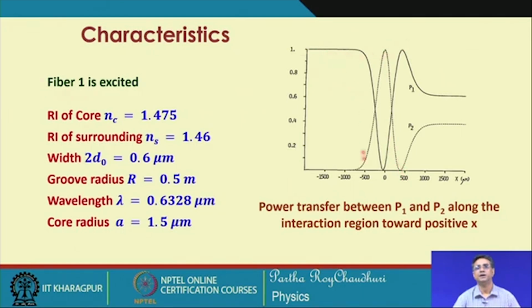So, this is again a periodic exchange of power between the two fibers through evanescent coupling at the region of interaction. So, P1 and P2 vary along the interaction region towards the positive x direction, which is along the length of the fiber.